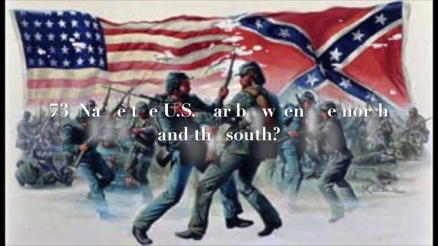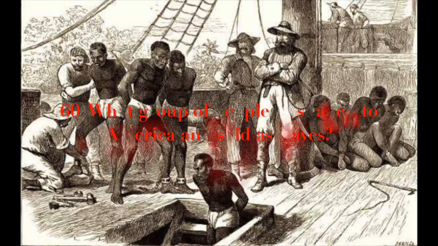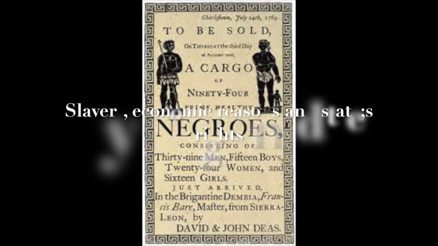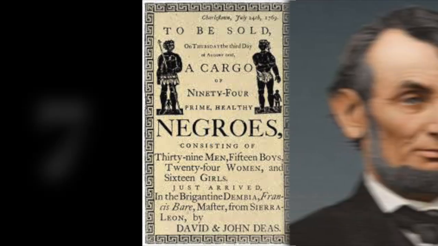Question 73. Name the U.S. war between the North and the South. The answer could be either the Civil War or the war between the states. Question 60. What group of people was taken to America and sold as slaves? You could say Africans or people from Africa. Question 74. Name one problem that led to the Civil War. You could answer slavery, economic reasons, or states' rights.